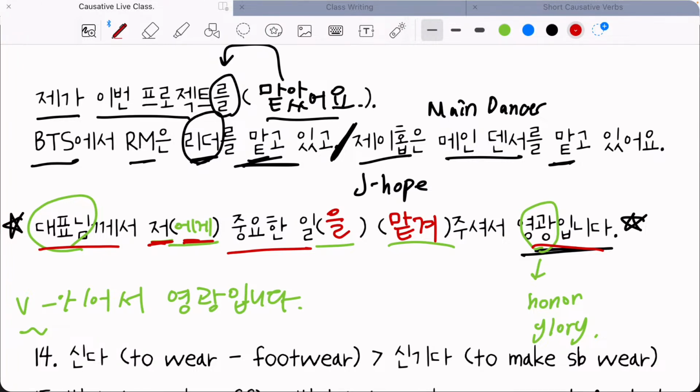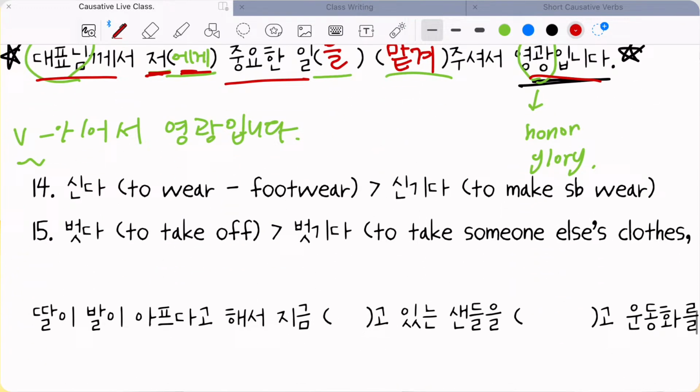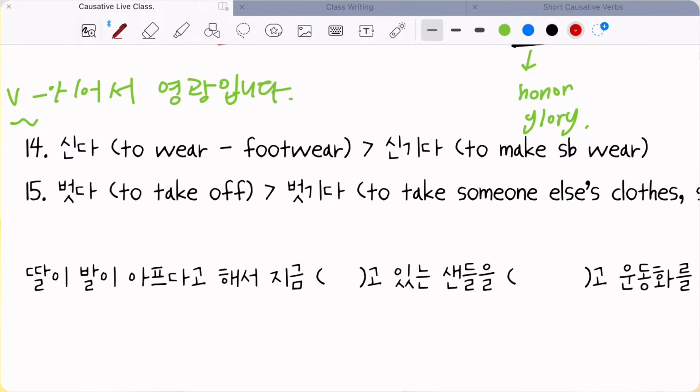이런 뜻이 되겠습니다, 여러분. 그 다음에 next one. Let's move on to the next one. Number 14. 신다 means to wear, as in shoes.